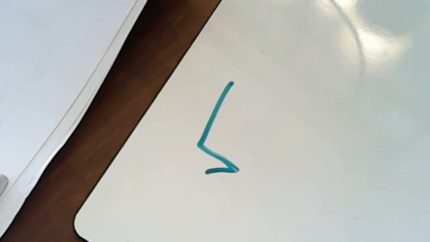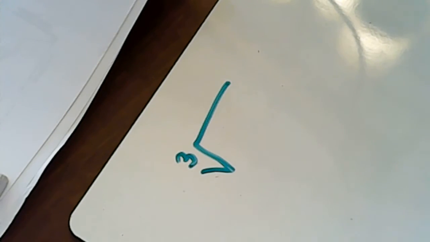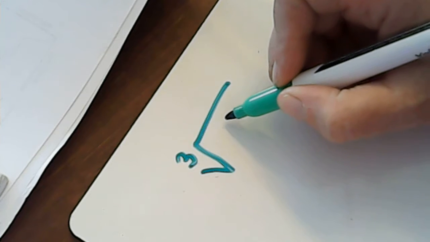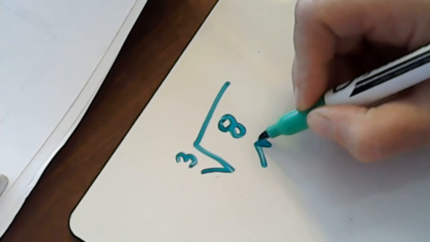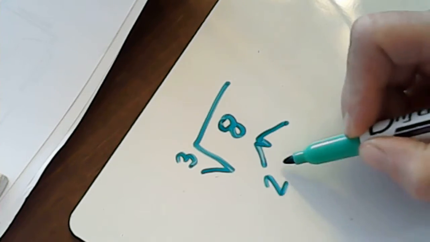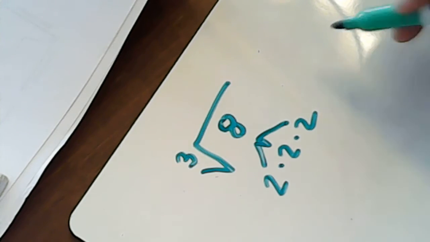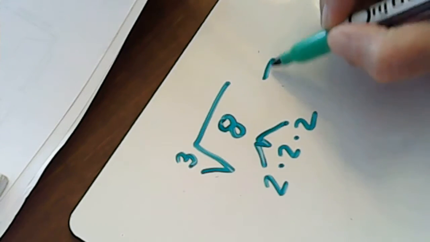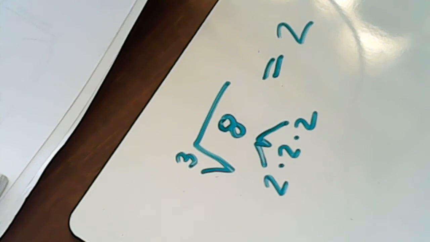Okay, so our radical symbol, our index, for a cube root, our index says 3. And then our radicand would hopefully be something that is a cube. So what we're looking for is those triplets, right? So we're looking for 2 times 2 times 2. I know that 8 is made up of a cube, 2 cubed, right? And so therefore the cube root of 8 is 2. Okay, that is just a simple cube root.